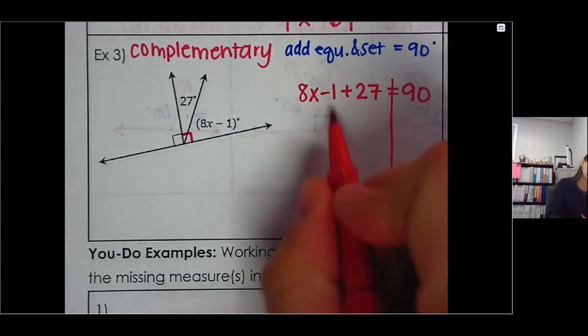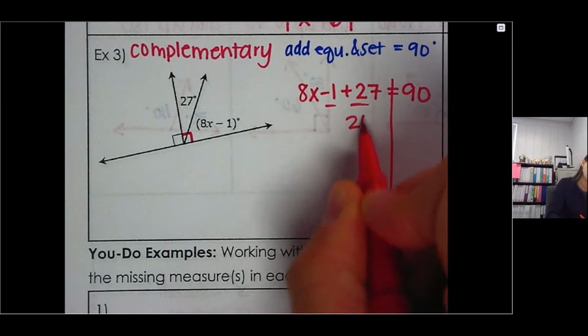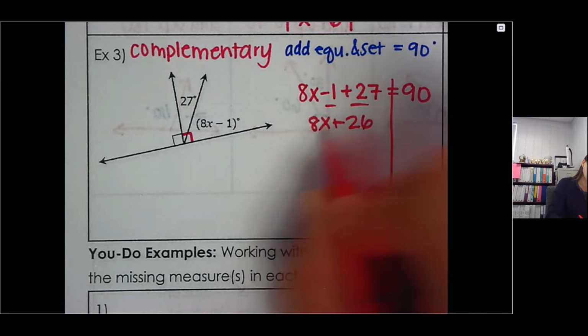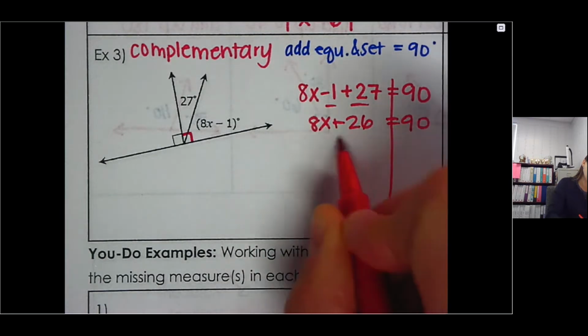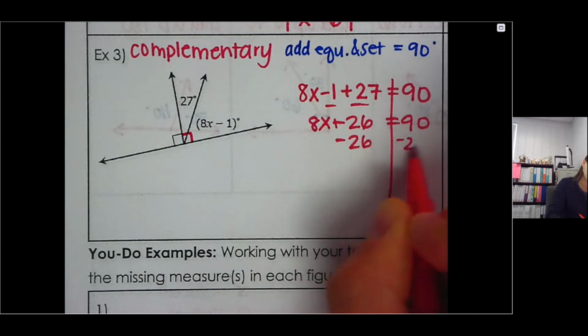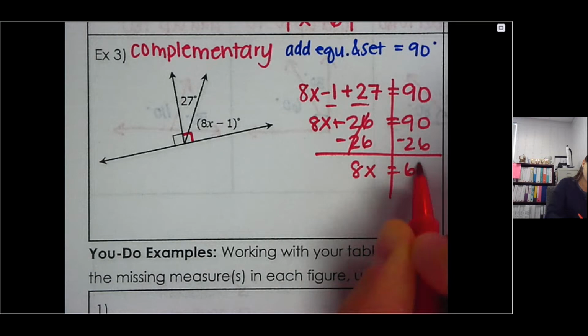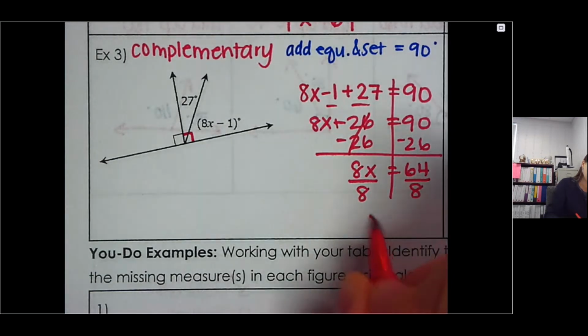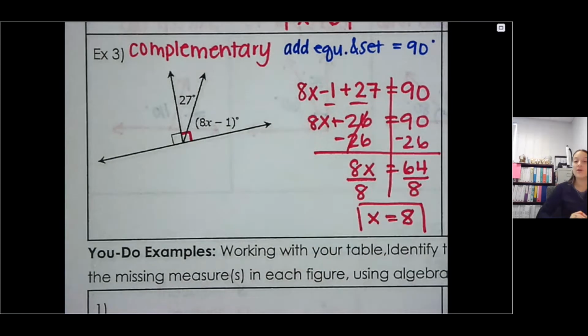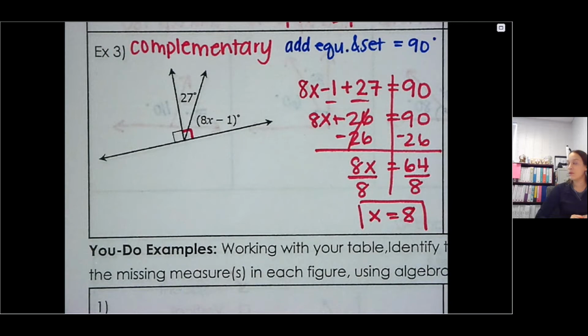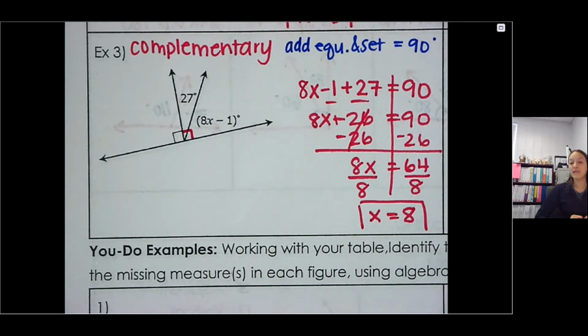So this is, yeah, hold on. Subtract the 26. What is this? 64 divided by 8. I get x equals 8. What could have been another way for me to do this problem? Minus what from 90?